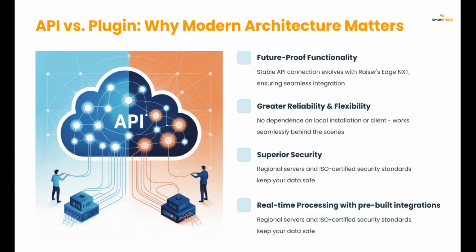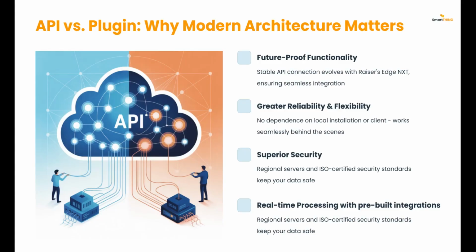So what does that mean for you? You get future-proof functionality. The API is a stable, reliable connection point that Blackbaud maintains for its modern cloud platform, Razor's Edge NXT. As NXT evolves, our API connection evolves with it, ensuring seamless integration and reliability. Because it's not a plugin, it doesn't depend on a local installation or client. It just works seamlessly behind the scenes, offering greater reliability and flexibility.